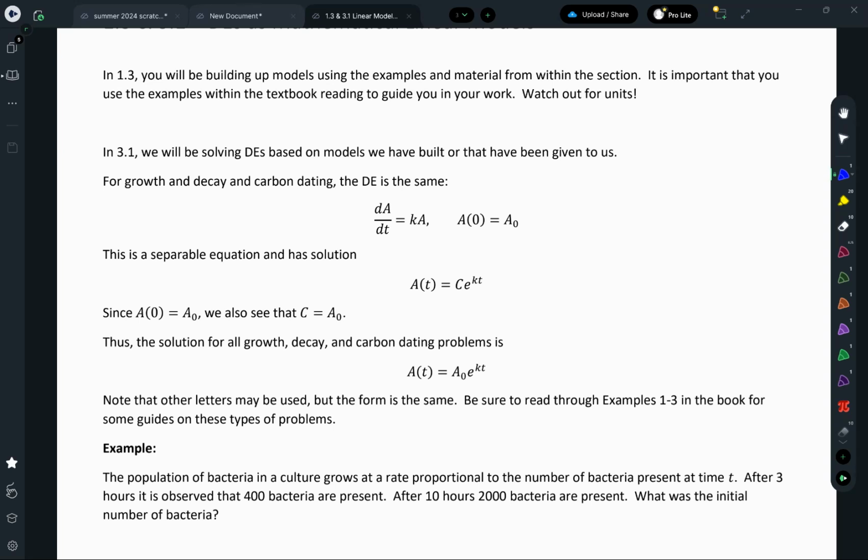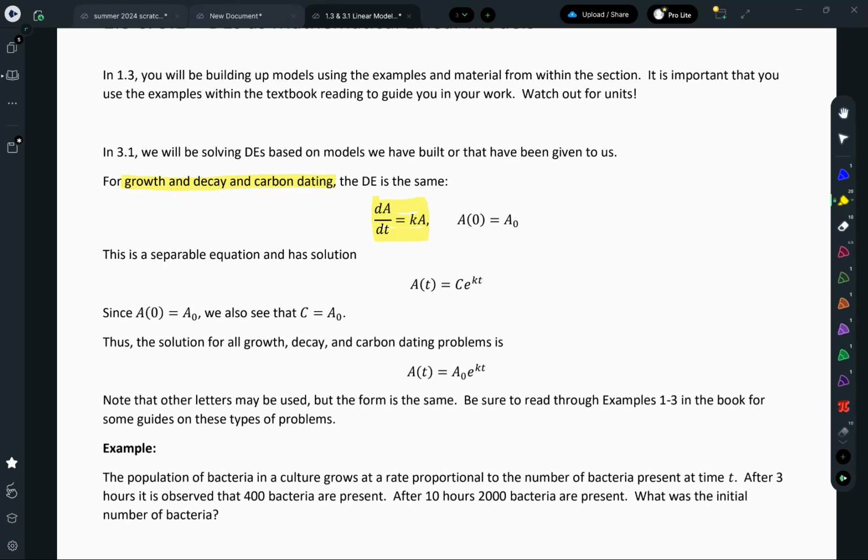Okay? So we're going to start with growth and decay and carbon dating. For all three topics, the differential equation is the exact same. It has the form dA/dt equals kA. And what that is saying is that the rate of change of the population that you're working with over time is directly proportional to whatever the population is. Okay, so whatever the population is going to determine what the rate of change is.